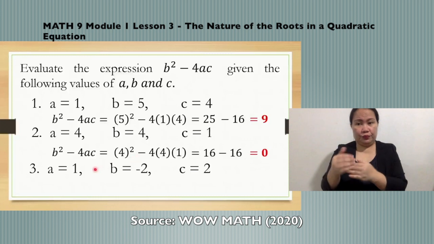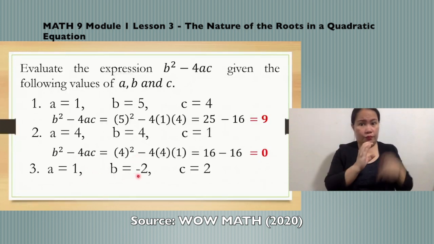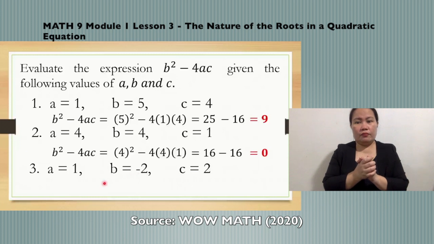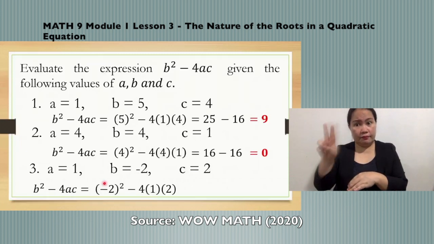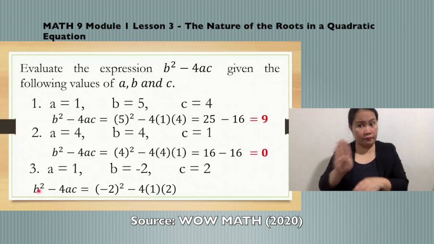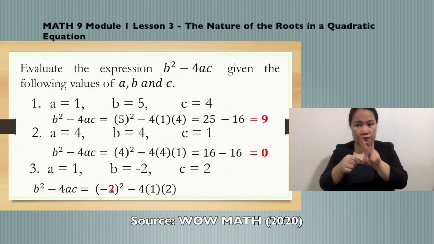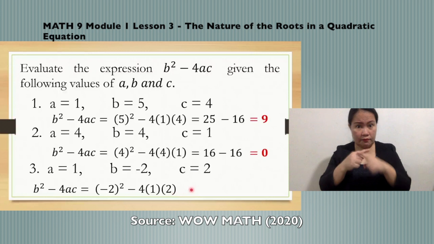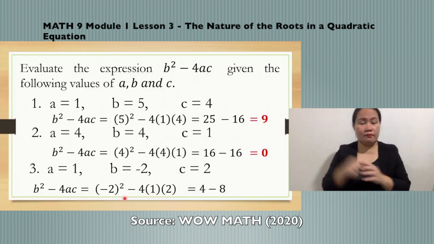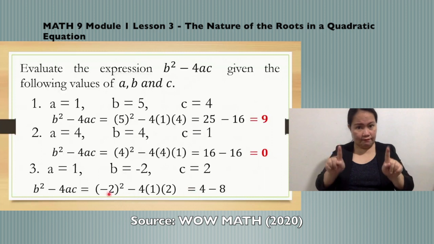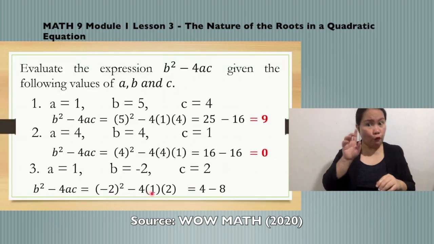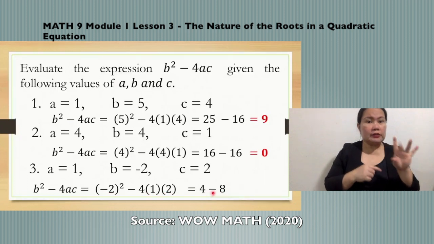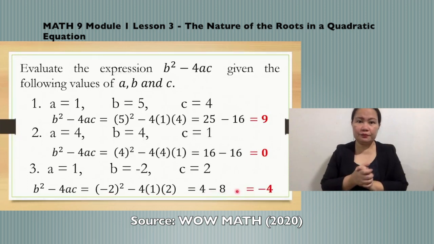And then we have a is equal to 1, b is equal to negative 2, c is equal to 2. Or positive 2. So let us again substitute the values of a, b, and c. So b squared minus 4ac, our b is negative 2, so negative 2 raised to 2, minus 4, our a is 1, c is 2. So we will have negative 2 raised to 2, that is 4. So positive na siya kasi negative, negative, which makes it positive. So 4 times 1, that is 4, times 2, that is 8. So 4 minus 8, that is negative 4.